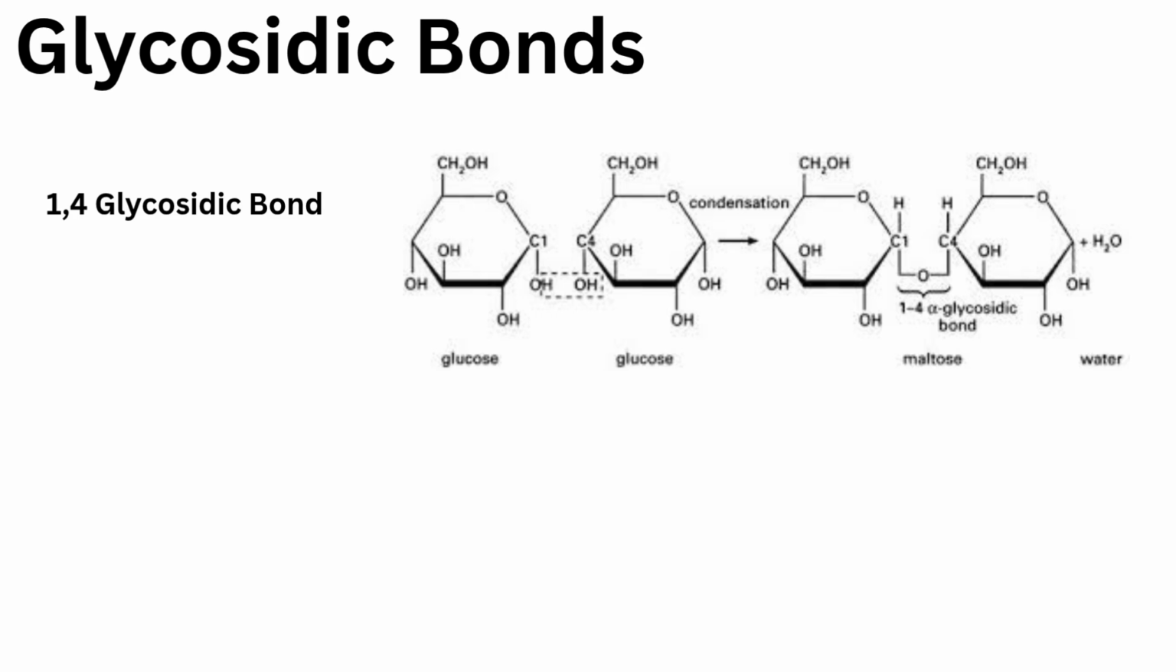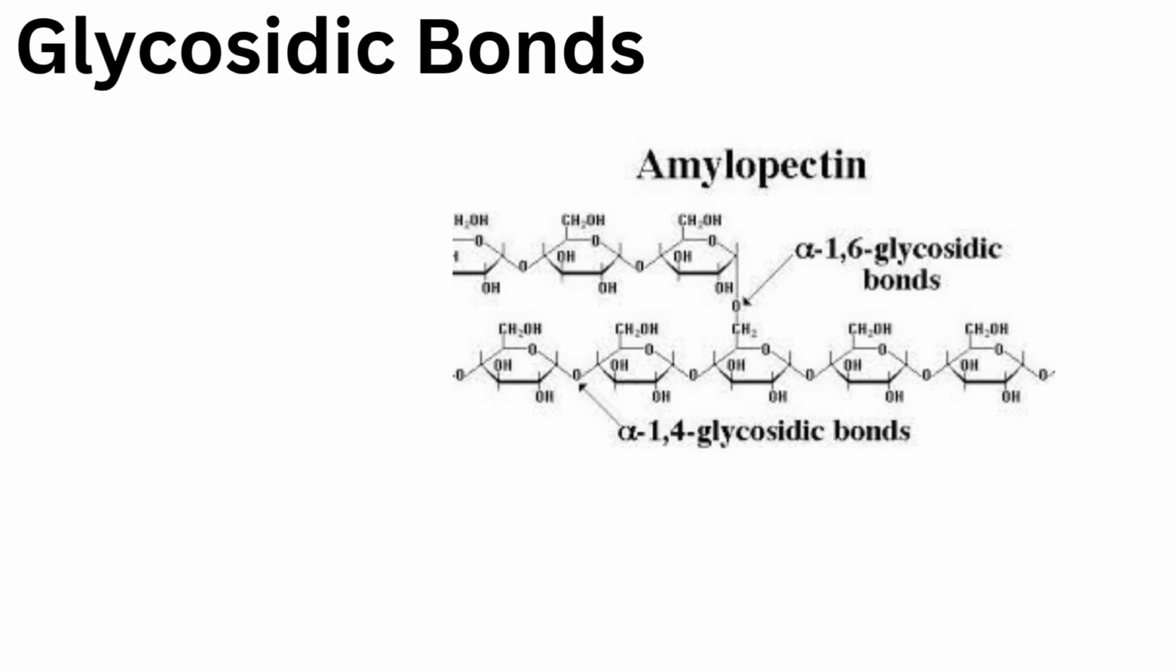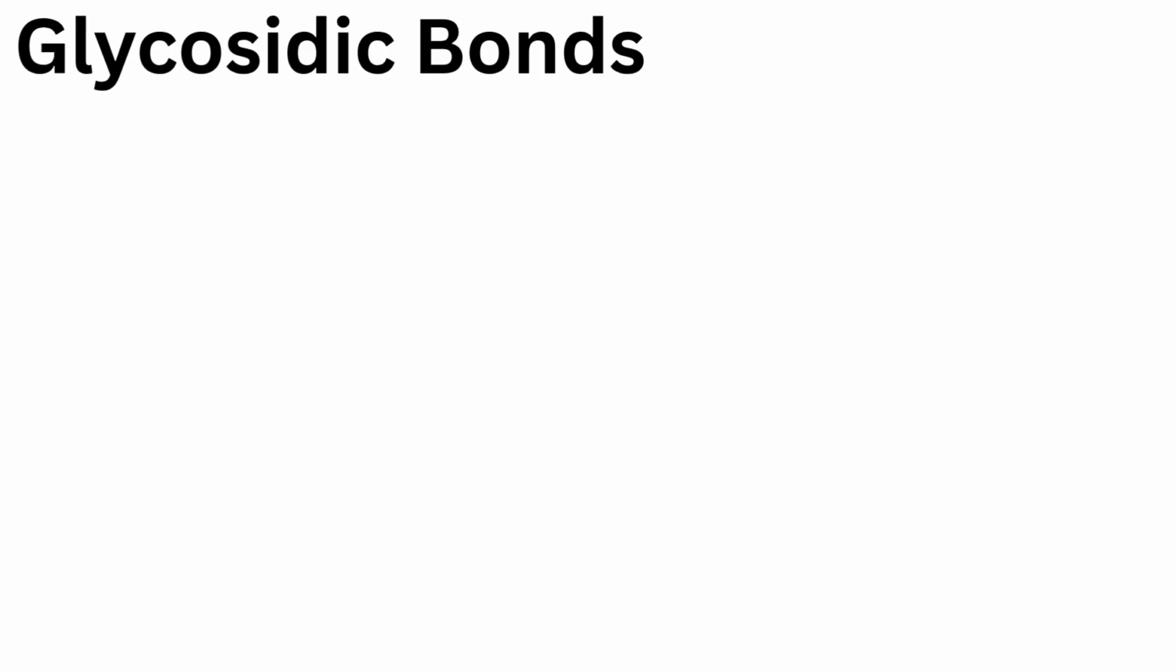In alpha glucose, the O on carbon 1 points down. So when glucose molecules link via alpha 1,4 bonds, the chain gently curves, forming the helical structure seen in amylose. In amylopectin and glycogen, you still have alpha 1,4 bonds in the main chain, but also alpha 1,6 bonds where branches form. So for starch and glycogen, remember, alpha 1,4 makes the chain, alpha 1,6 makes the branches.